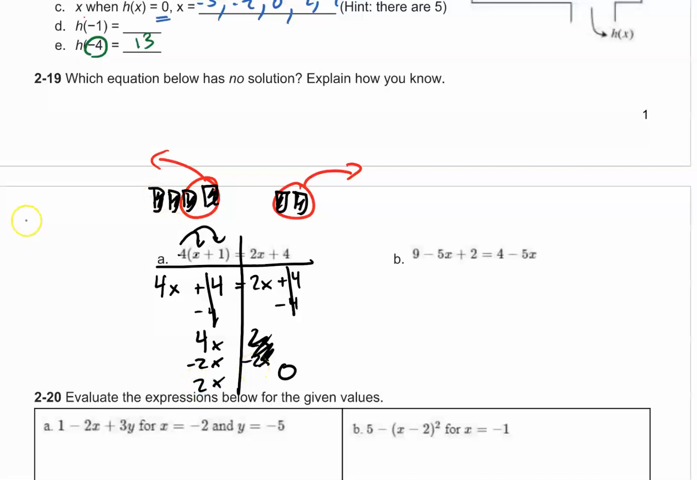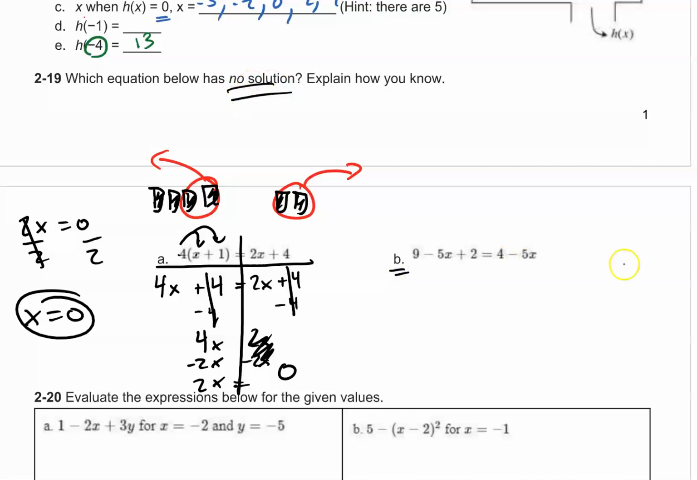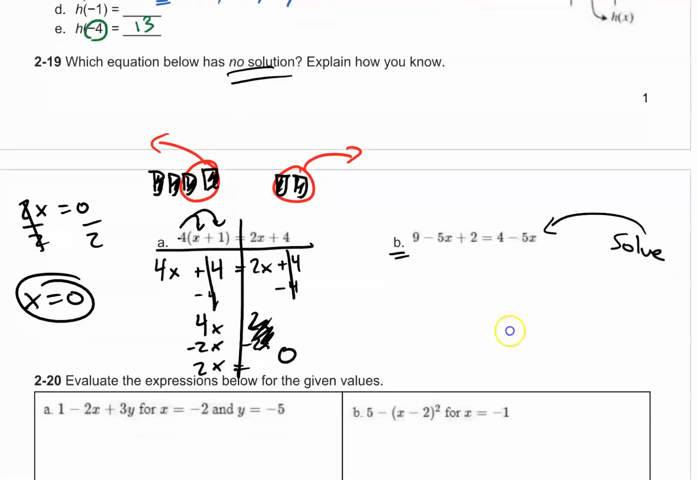Alright, last step. So here's what we have. This is where we're currently at. 2x equals 0. If you divide both sides by 2, x is equal to 0. 0 divided by anything is still 0. All right, you can try B. It says which one has no solution. So make sure you solve B and then verify that no solution exists.